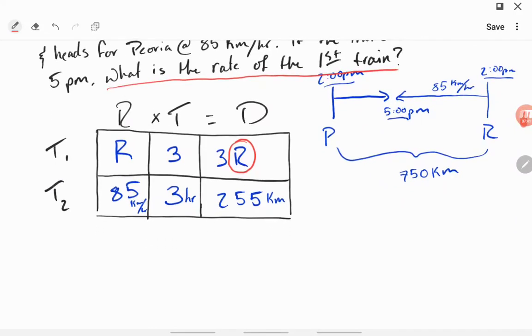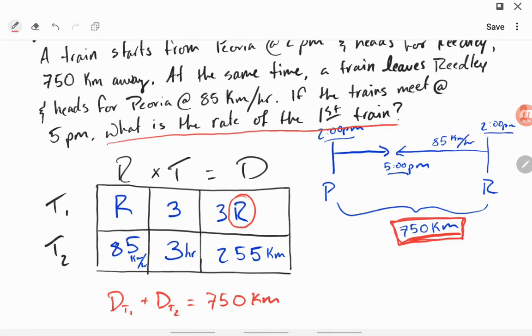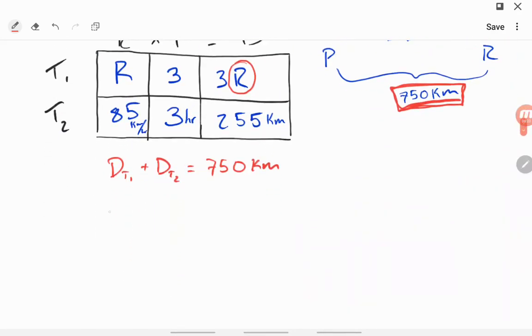Well, what I need to do is use this total distance that was given to me early on. What I know is that the distance of the first train plus the distance of the second train is equal to 750 kilometers. We know that Peoria and Reedley are 750 kilometers apart. We know that the first train was moving east, maybe. We know that the second train was heading west, maybe, but we know that they meet somewhere in the middle. So their total distances have to be 750 kilometers. So what I get to do is say, well, 3R plus 255 is equal to 750, right? Distance of my first train, distance of my second train, total distance.